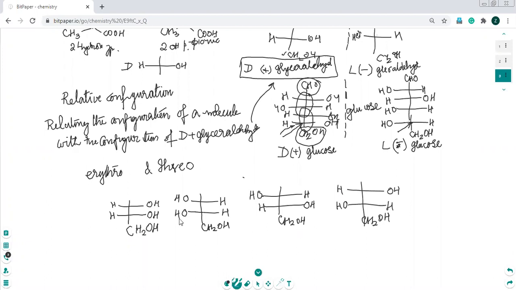See here. In these two, you have the same groups on the same side in both. So you call this erythro: same groups on the two carbons, only on two carbons, on the same side.